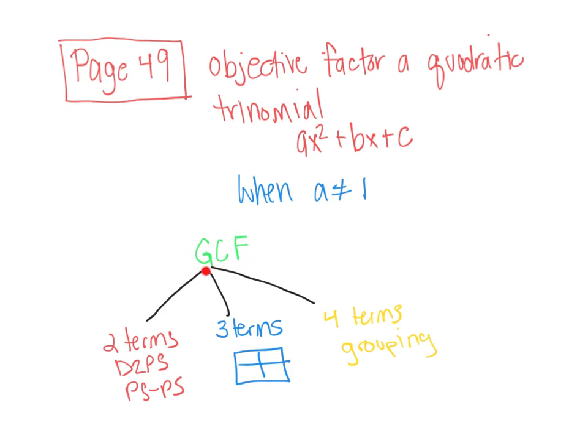We always start with the greatest common factor. If there is one, we remove it. If there isn't one, we just continue on and we look at the number of terms. So if there's 2 terms, we look for the pattern of difference of 2 perfect squares, which is a perfect square minus a perfect square. If we have 3 terms, we use that box to be able to think through the process to be able to get back to our 2 factors. And then if we have 4 terms, we take those 4 terms and we group them into 2 groups and do the greatest common factor. So let's look at the problems on page 49.